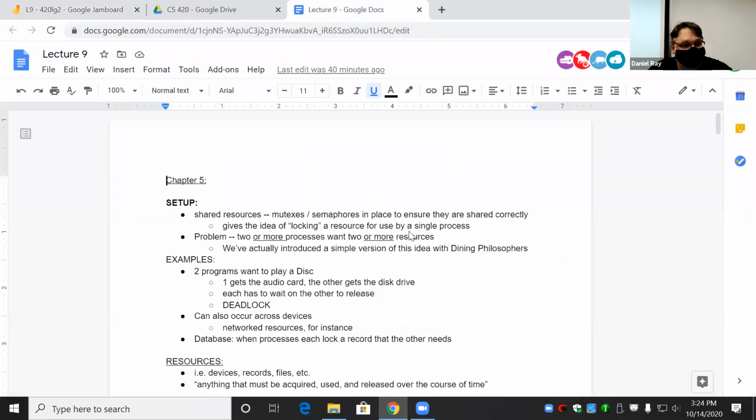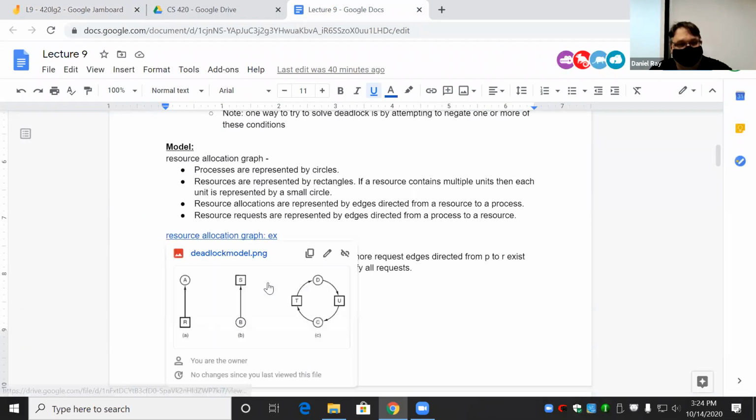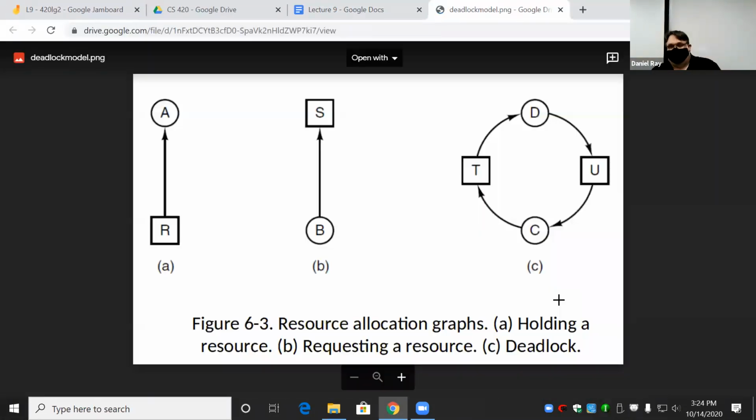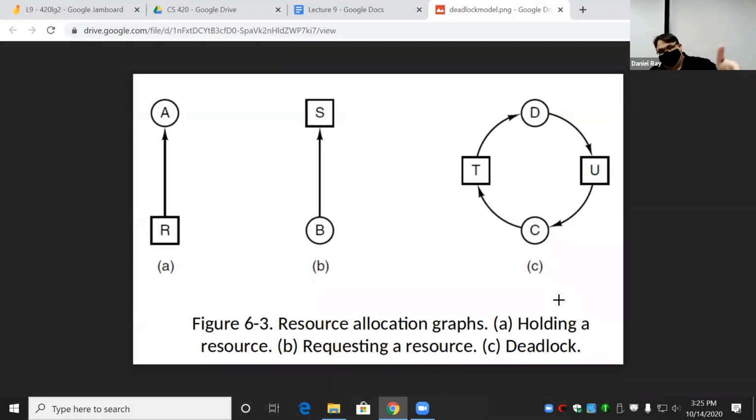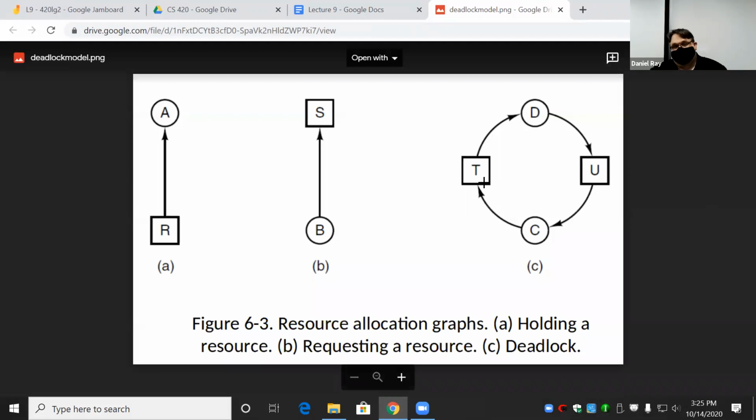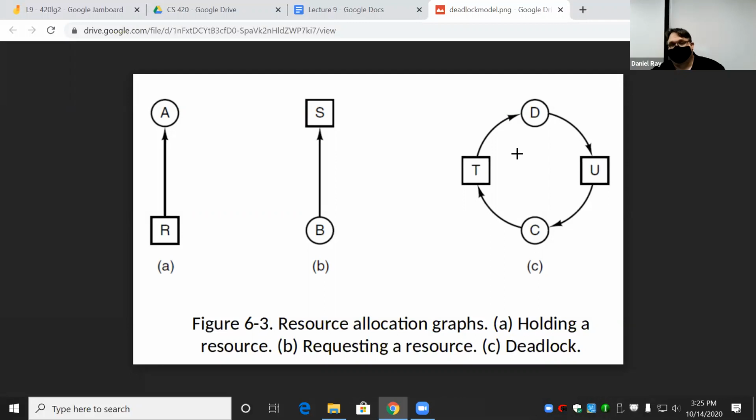I have, I think, an example for you. Yeah, that's just the simplest example, kind of like what we did before, right? Where process A is holding on to resource R. Process B is requesting resource S. And this is process D requesting resource U, which is allocated to process C, and process C requesting resource T, which is allocated to process D. Okay, so this is, again, the simplest form of deadlock.